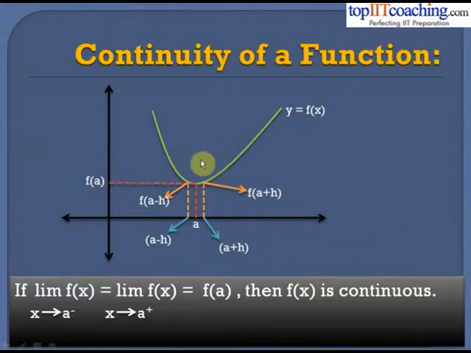Now continuity of a function is defined as follows: if the limit of f(x) when x tends to a negative, that is the left hand limit of f(x) at the point x equal to a, is equal to the limit of f(x) when x tends to a positive, that is the right hand limit of f(x) at x equal to a, is equal to f of a, that is the value of y at the point x equal to a, then f(x) is said to be a continuous function at x equal to a.